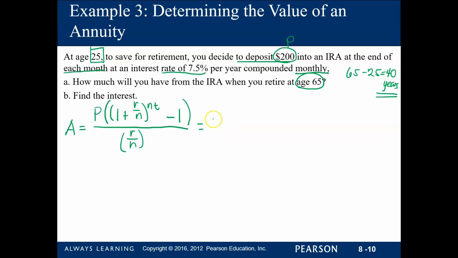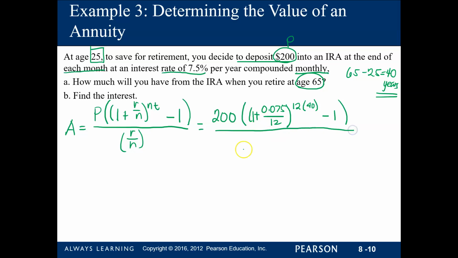Our P is you are just depositing $200 every month. Is that very heavy? Not that much if it is a monthly payment. All right. So we have 1 plus our R, 0.075 over N, which is 12. Okay. We have 12 as our N, and our T is 40 years. All right. Then we have a minus 1 at the end here. All over, okay, another fraction, 0.075 over 12.